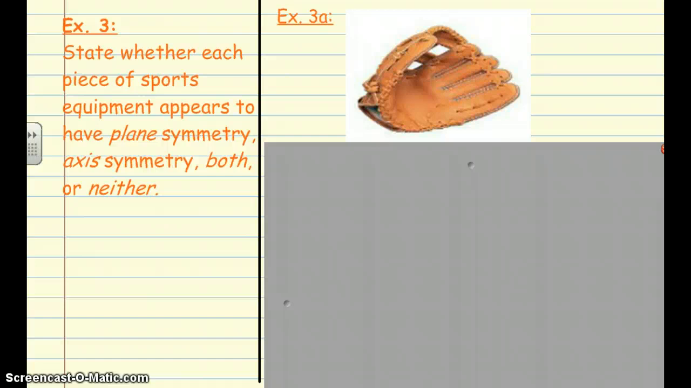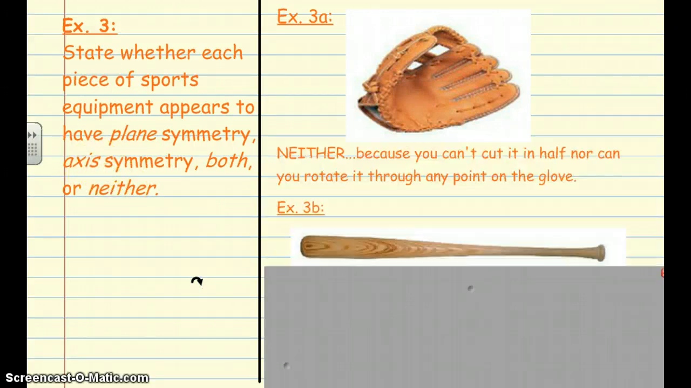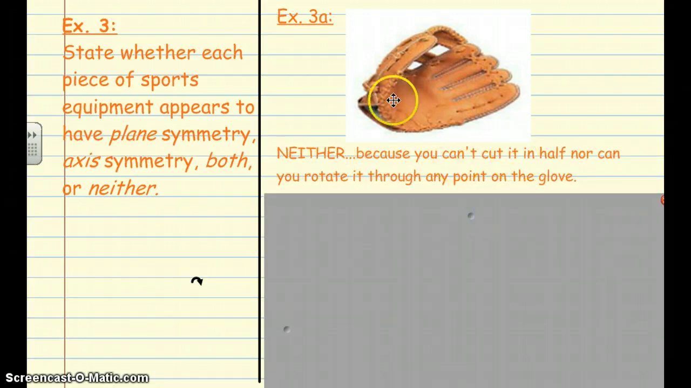Okay, last example has to do with plane symmetry and axis symmetry. So we're going to state whether each of these, there's 2 examples for this, appear to have either plane symmetry, axis symmetry, or both or neither. Again, just a reminder, plane symmetry is where you can kind of cut it in half like a shoe box. If you can cut it in half and then flip it around that plane, does it match up? In this case, a ball glove does not, nor does it have an axis of symmetry. So in this case, we say neither, because we can't cut the glove in half to get it to rotate around, nor can we rotate it through any point of the glove, like if we were to drill a hole through the middle of it.